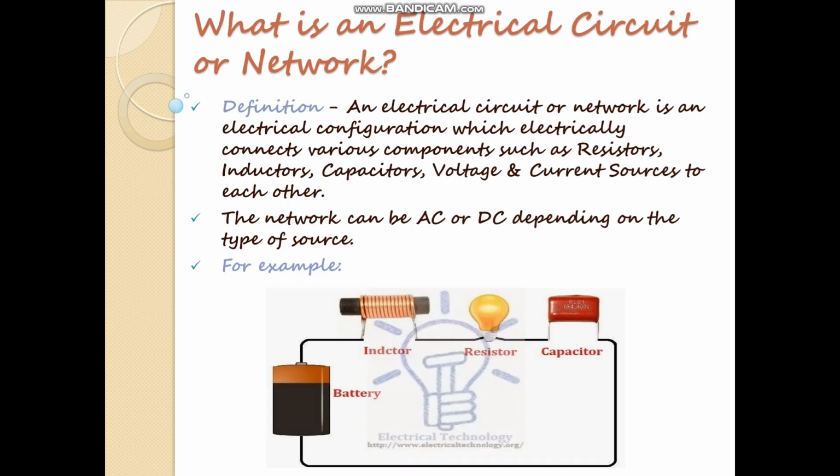So what is an electrical circuit or network? See, here one battery, inductor, capacitor and resistor are connected in series by using wires. An electrical circuit or network is an electrical configuration which electrically connects various components such as resistors, inductors, capacitors, voltage and current sources to each other. This network can be AC or DC depending on the type of source.